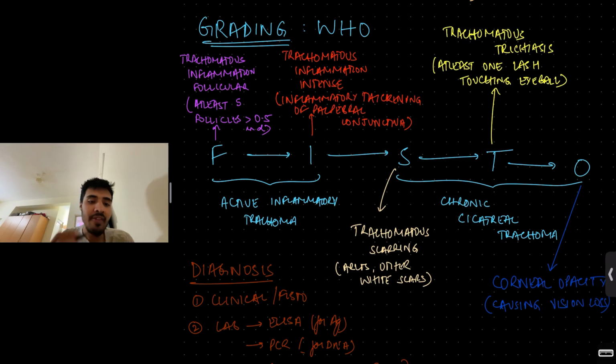S, trachomatous scarring. You will have Arlt's line, you'll have other white linear scars, scarring of the conjunctiva, etc. There is a lot of scarring. You can write Arlt's line more than enough.